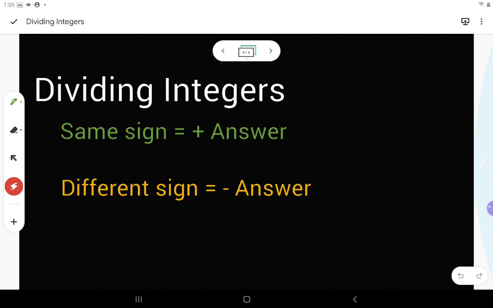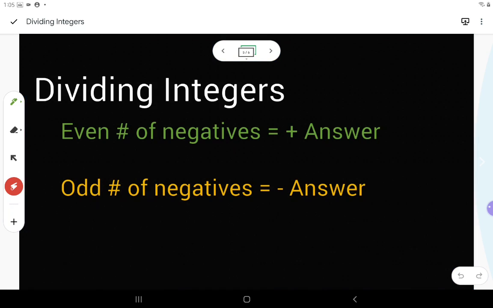Now, that also means I can expand that even further. Just like we had with multiplying, if I'm dividing a bunch of things in a row, if I have an even number of negatives, I will get a positive answer. If I have an odd number of negatives, I will get a negative answer, just like we had with the multiplication. And if you didn't watch the multiplication video, my goodness, are you missing out? I would go back and watch that one.